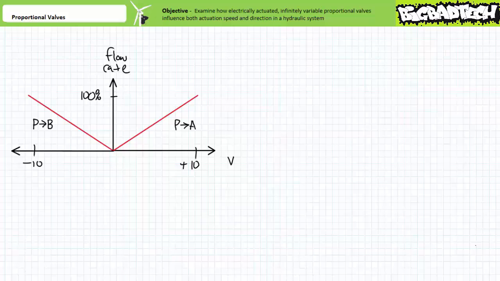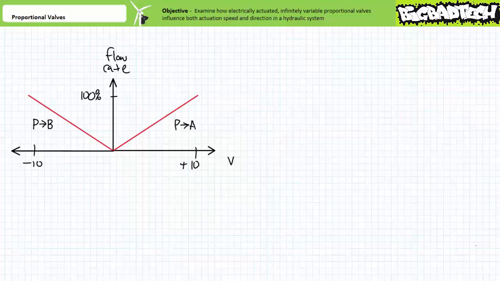Positive 10 volts results in full flow in the straight-through P to A direction, and negative 10 volts results in full flow in the cross-connect P to B direction, with the intermediate positive and negative voltages resulting in perfectly proportional intermediate flows. An ideal graph of flow rate as a function of applied voltage might look something like this.